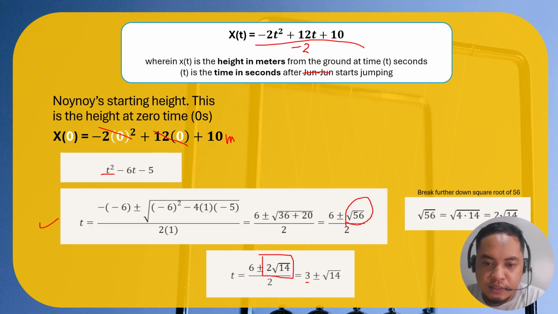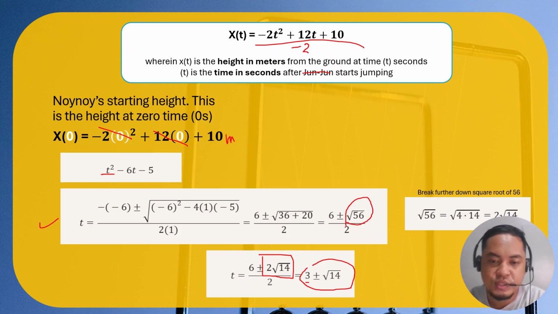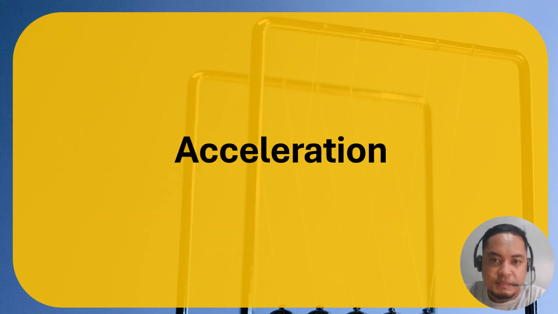You can really get the decimal number of negative 14 if you like, but we will have to get the positive root of our answer for the time. So it's just that we use the quadratic formula specifically because we cannot factor easily the given function. Okay, so that's it.